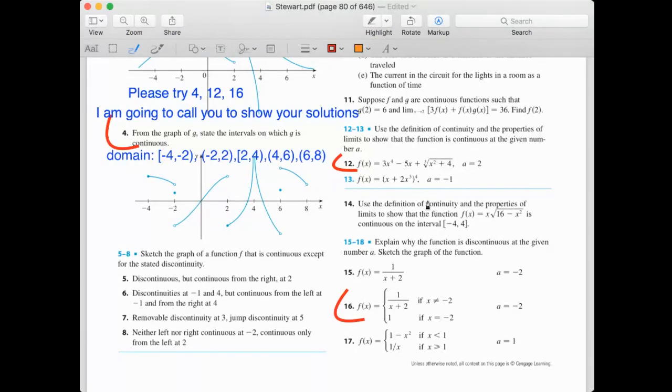Okay, yes. So we're trying to find the left limit. Left limit is f of a. Right limit is also f of a.